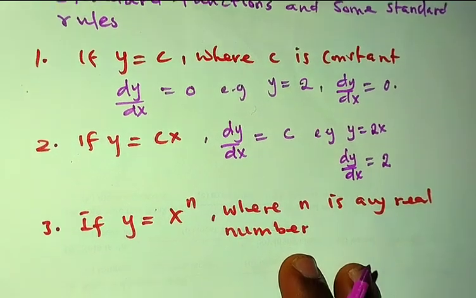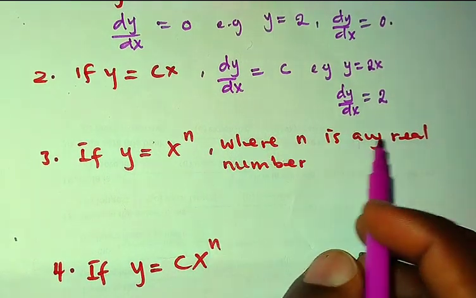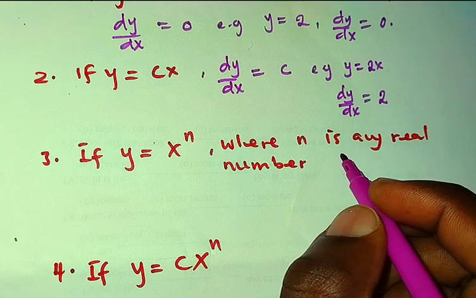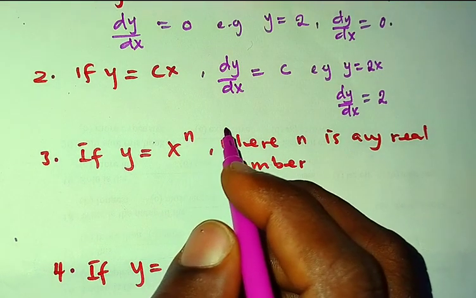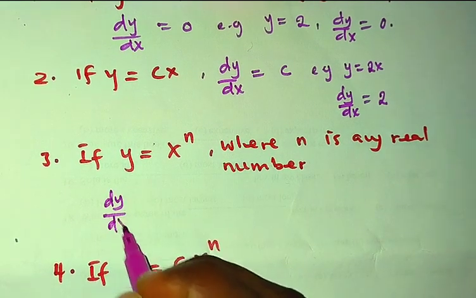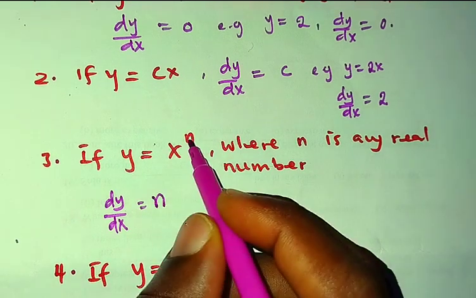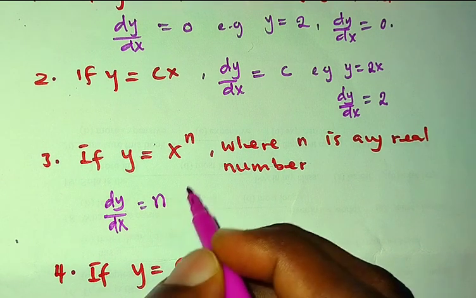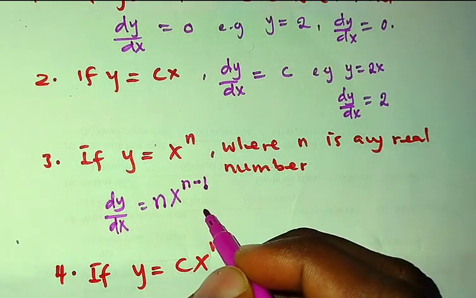So now let's go to the third one. If you have y equals x to power n, where n is any real number, so now it can be positive integers or fractions. Okay, so we have this, and it can also be negative. So here dy/dx of this function is going to be taking this n, multiplying this, being the constant coefficient of x to power n, then we remove 1 from n, so we have it like that.